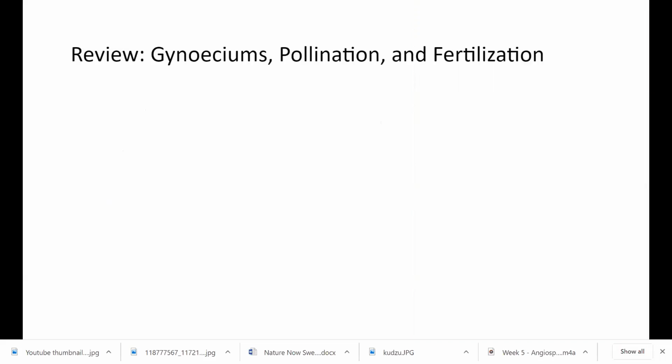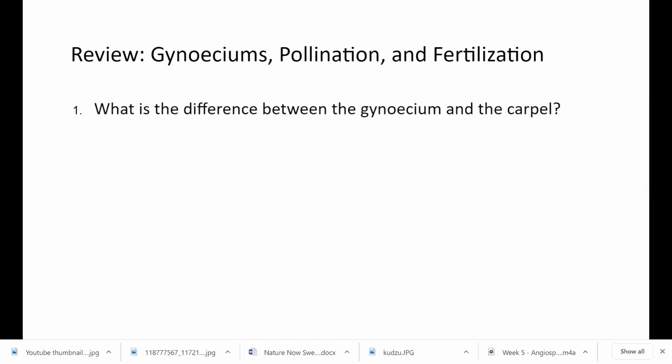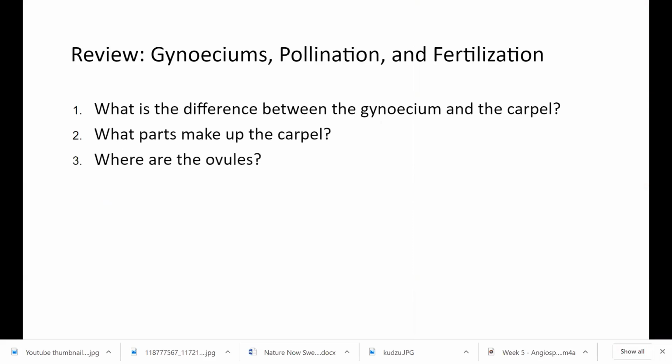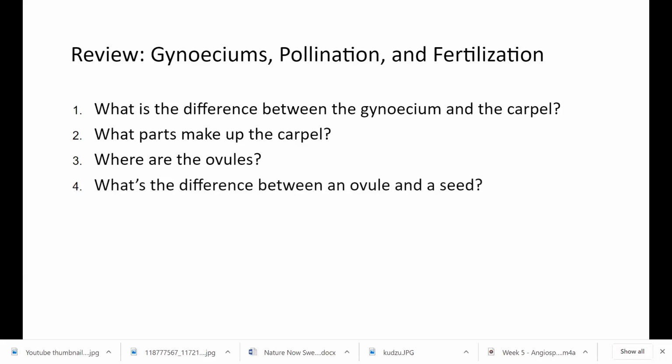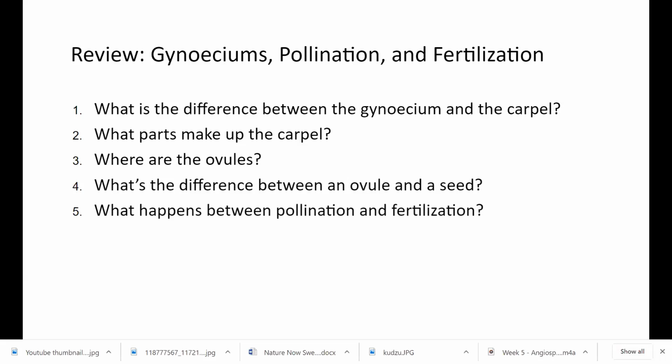So first of all, I want to do a quick review about our flowers, which we did last week. So I've got a few questions for you. One, what is the difference between the gynoecium and the carpel? Question two, what parts make up the carpel? There are three parts of each carpel. Three, where are the ovules located? Four, what's the difference between an ovule and a seed? And finally, what happens between pollination and fertilization? What process happens there?